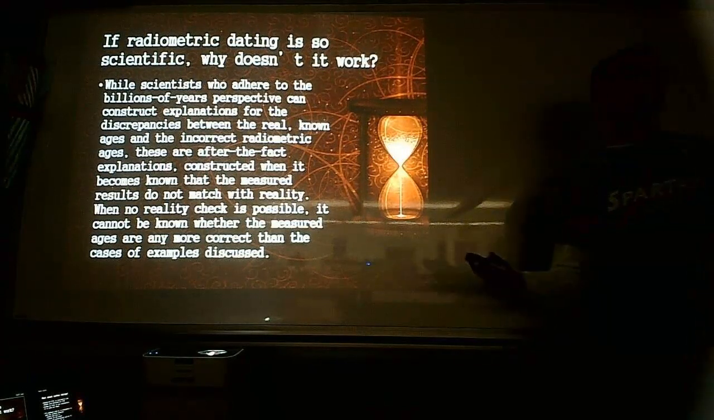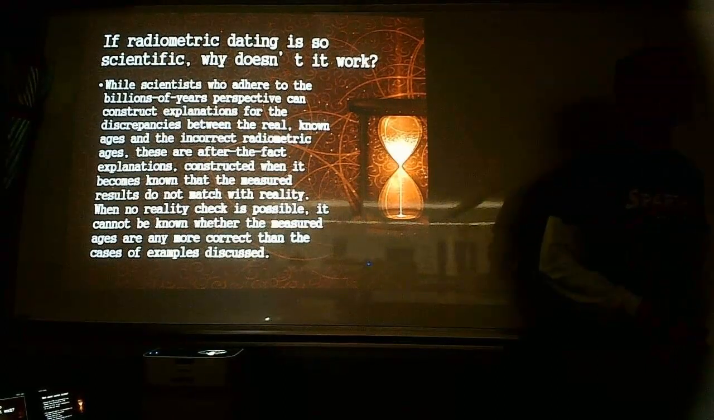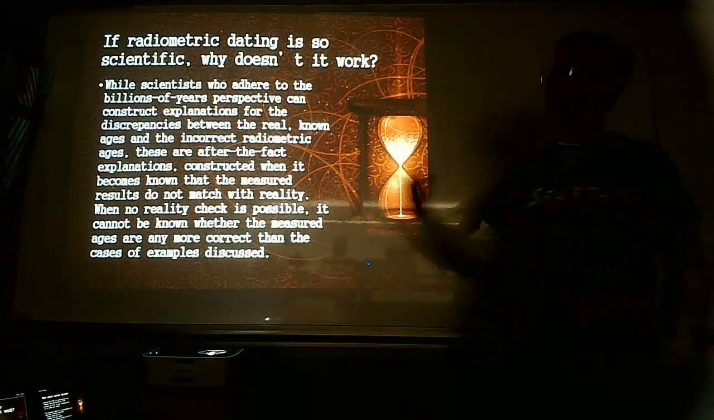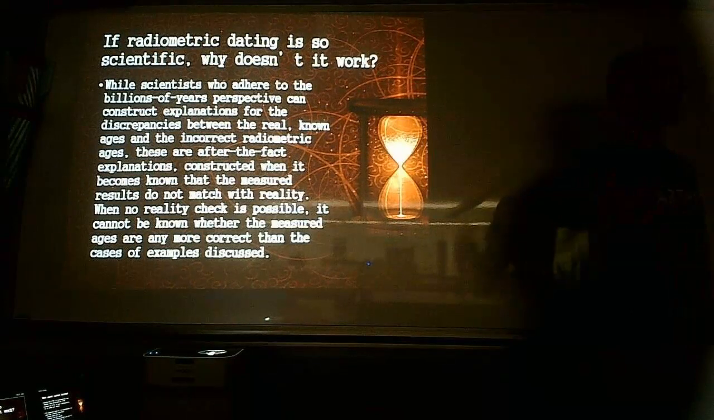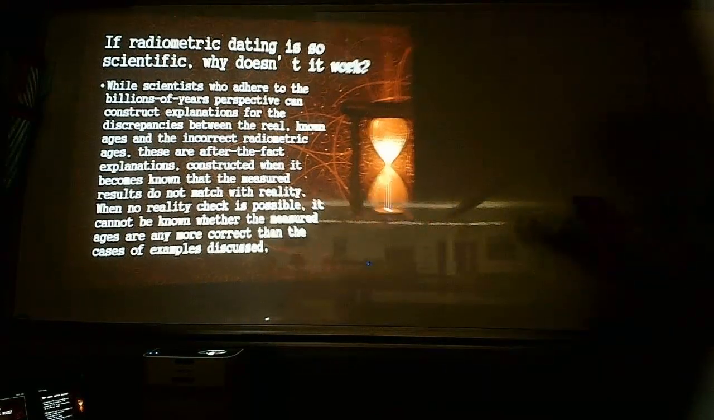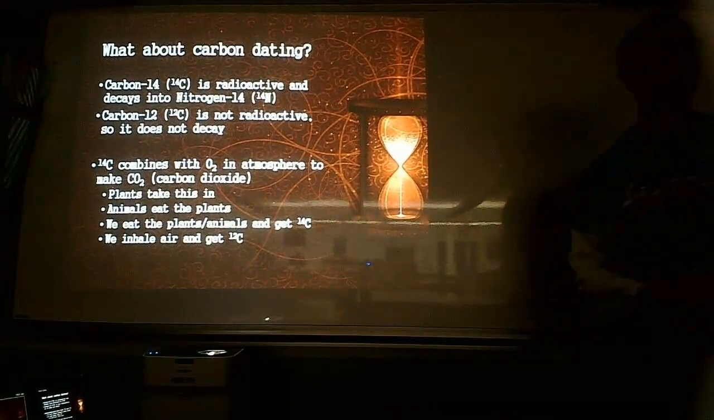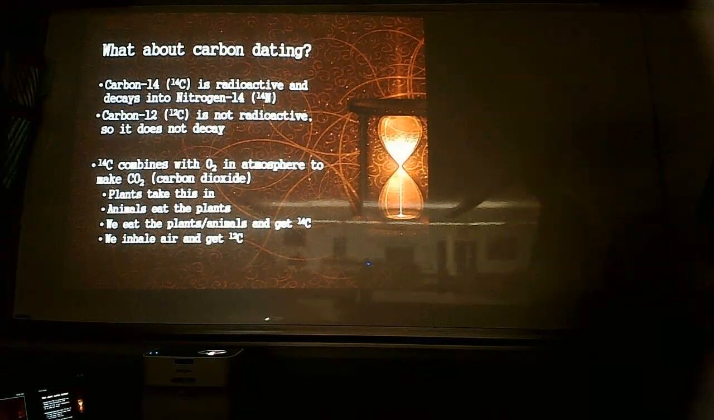Again, the examples that we talked about are not unique. I'm not just cherry-picking examples where the results came back poorly. They always come back poorly when we're testing the radiometric ages of rocks that we actually know the ages of. So, what about carbon dating? We're going to get into that today.